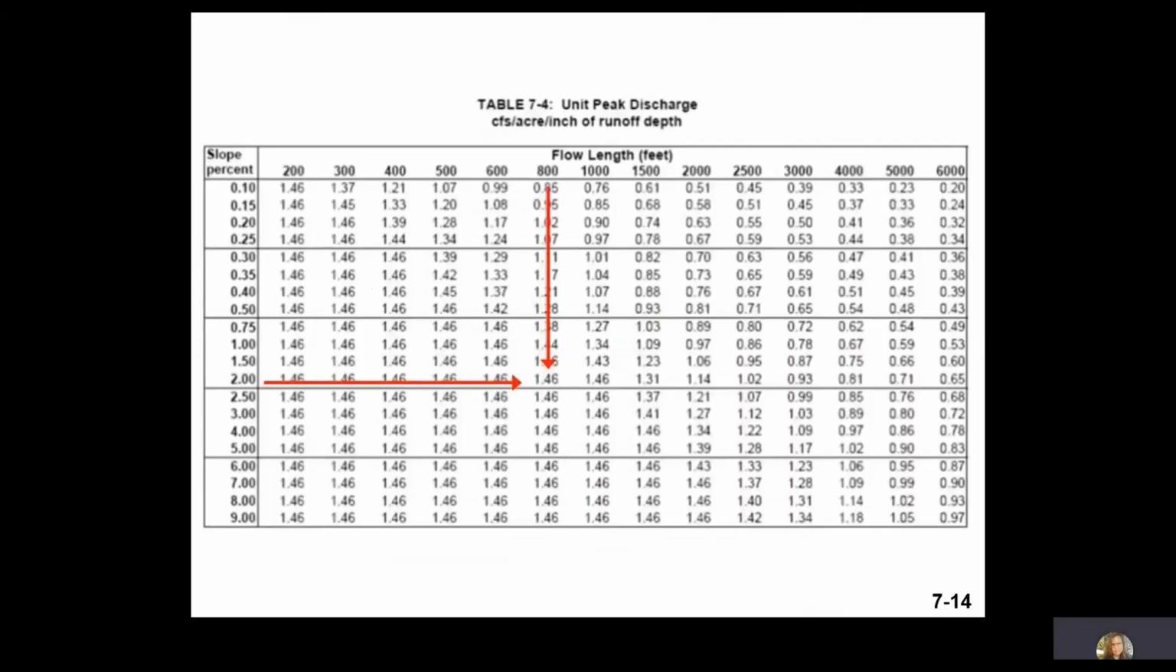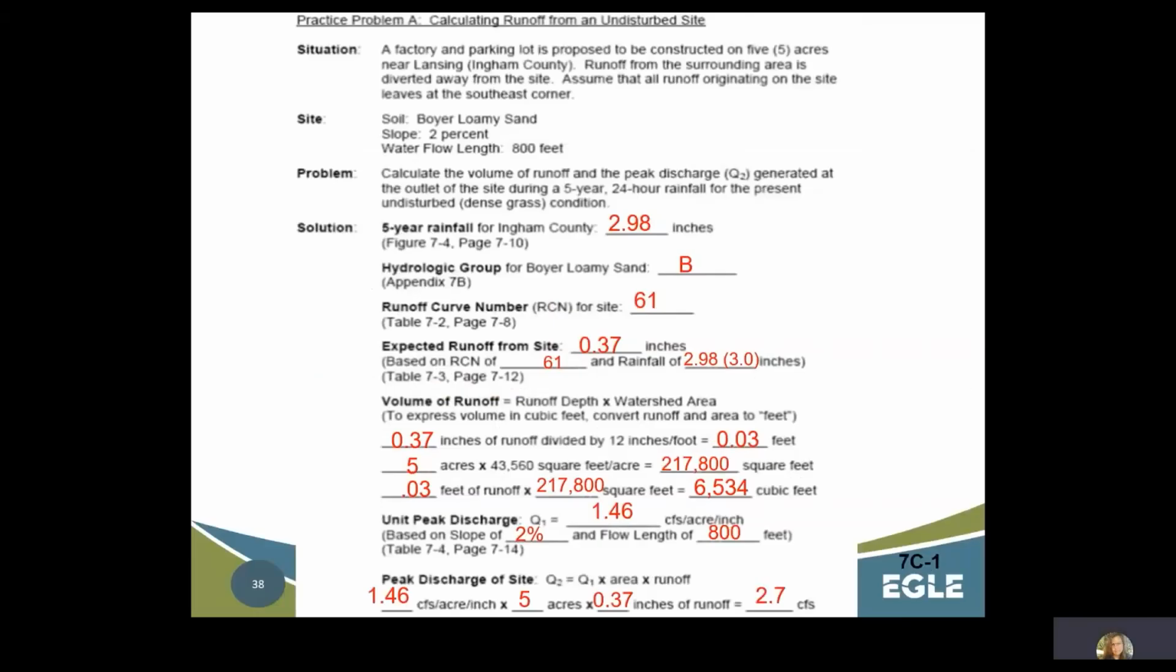If we follow the slope percent of 2 and the flow length of 800 feet, we will find that the unit peak discharge is 1.46 CFS per acre per inch of runoff depth. Let's go back one last time to our original problem and enter 1.46 CFS per acre per inch for the unit peak discharge. Now that we have this value, we can calculate the peak discharge.